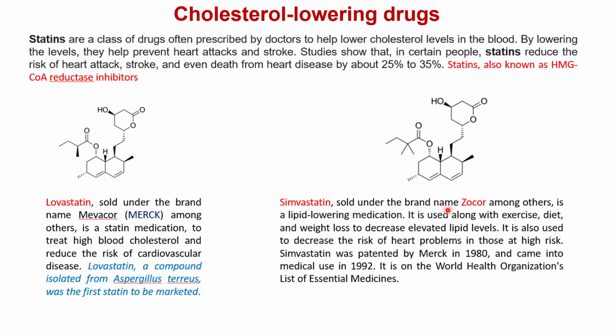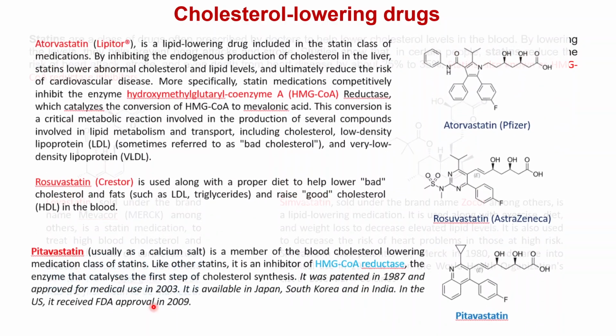Simvastatin is sold under the brand name Zocor. Among the others, it is a lipid-lowering medication. It is used along with exercise, diet, and weight loss to decrease elevated lipid levels. It is also used to decrease the risk of heart problems in those at high risk. Simvastatin was patented by Merck in 1980 and came into medical use in 1992. It is on the World Health Organization list of essential medications.